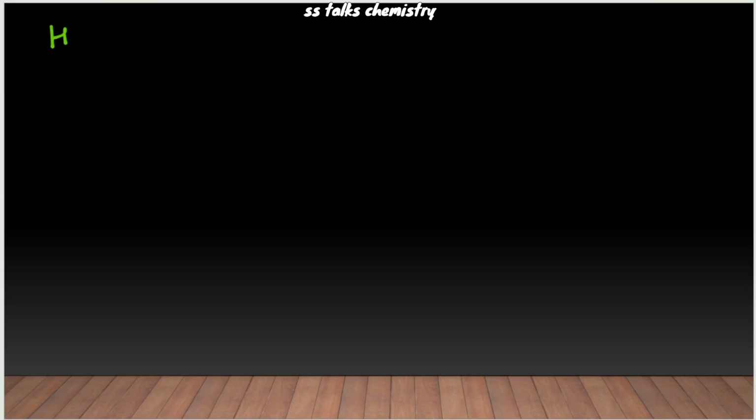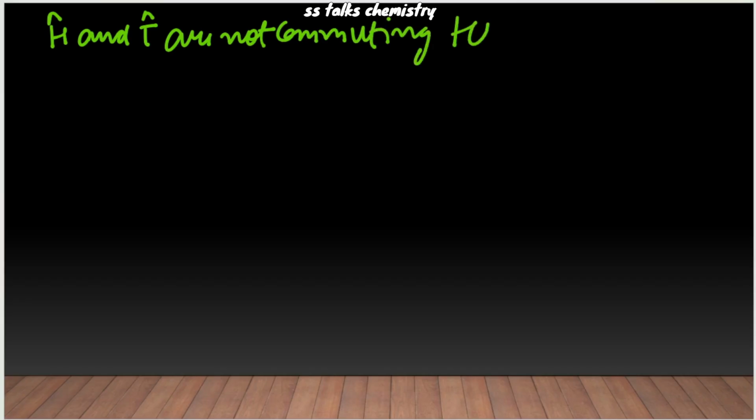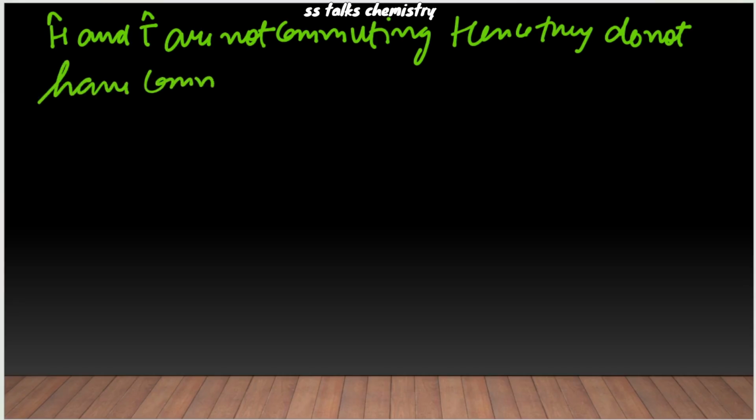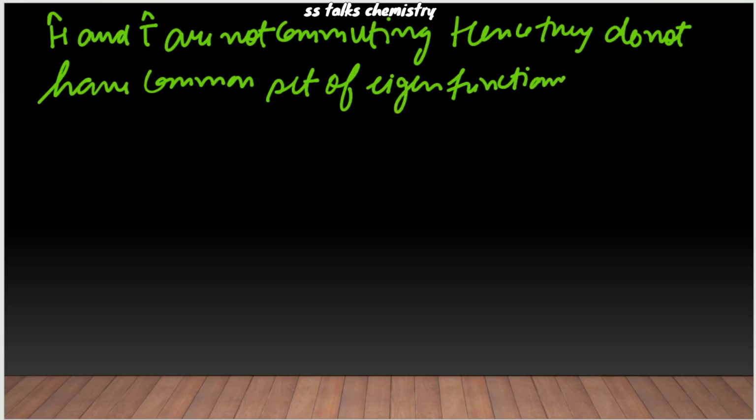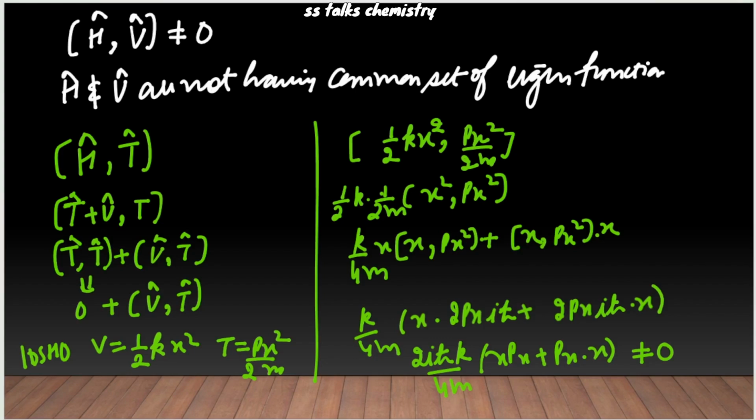So we can say that the Hamiltonian and the kinetic energy are not commuting. Hence they do not have a common set of eigenfunctions. Right? So that means we can say that the Hamiltonian is commuting neither with the kinetic energy nor with the potential energy.